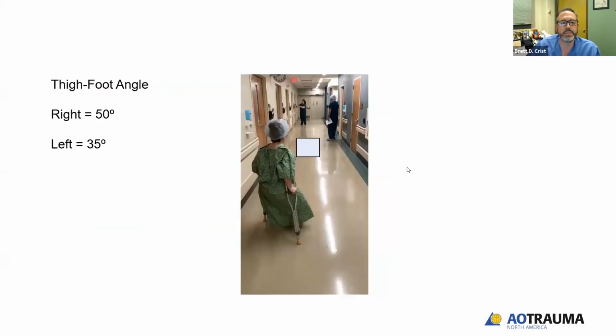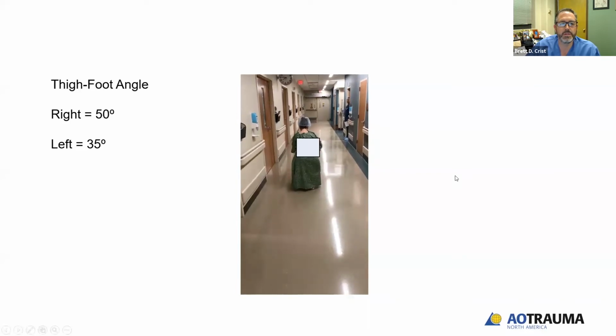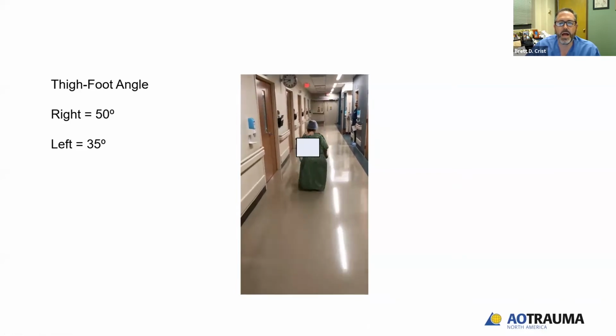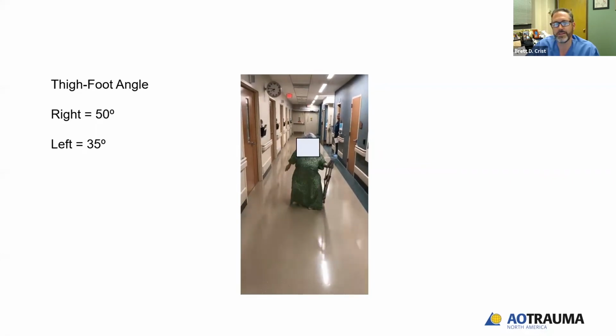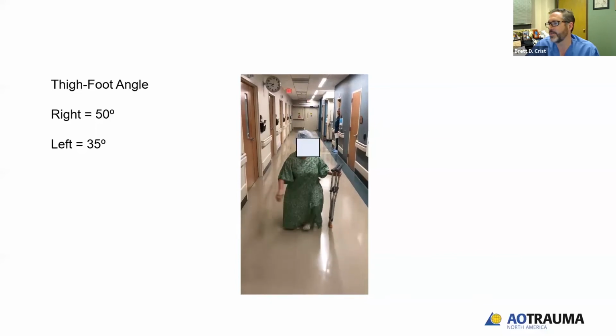On her exam, her thigh-foot progression angle on the right side was 50, and her left was 35, and this is her walking. The block is there because she turns around, so I don't want to get any crap about the block. So that's her trying to walk with crutches.